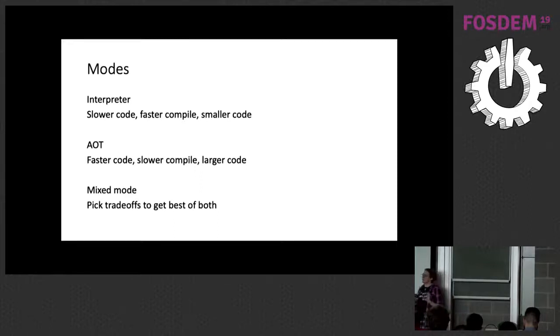But it does have the advantages that the code is smaller. IL is pretty compact compared to the generated native code. And it's also fast to compile, because you don't have to do anything else to your IL. You just run your IL directly.